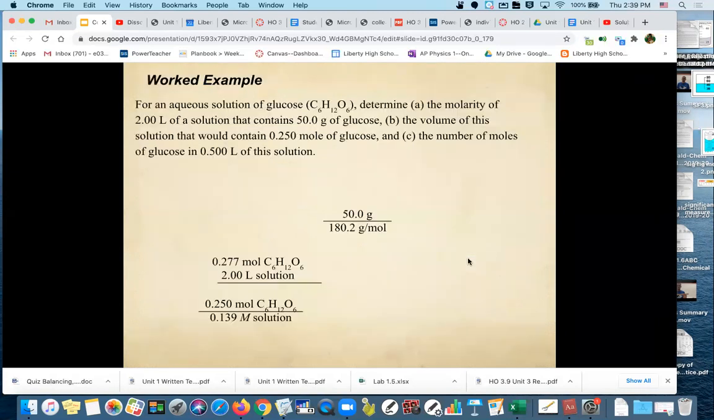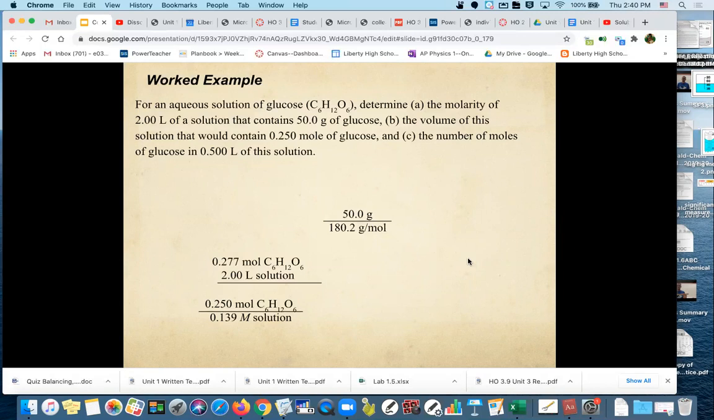Let me go through a couple more examples in terms of calculation, and then we'll be finished with this first video. It says for an aqueous solution of glucose, and you probably recognize glucose from biology, determine the molarity of a 2 liter solution that contains 50 grams of glucose. So we're going to determine the molarity if we have 50 grams of glucose dissolved into a 2 liter solution.